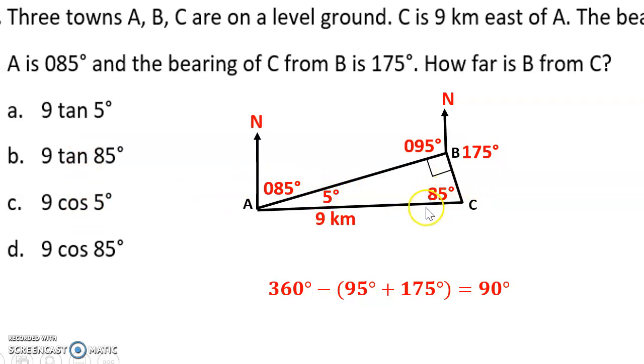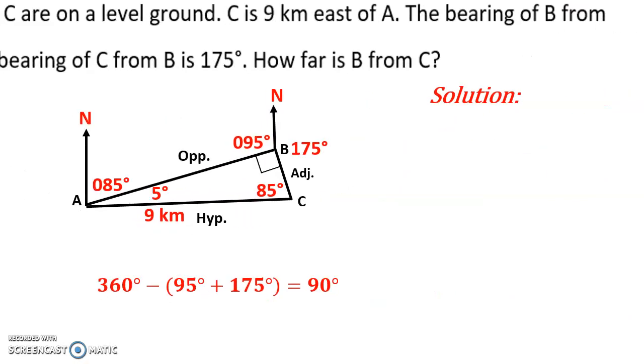Looking at the 85, if we use 85, this side here would be the opposite, the side over here would be the adjacent, and the side down here would remain the hypotenuse. Now, if we look at the side that we're trying to find, which is BC, and we have the hypotenuse, we can definitely use cos, adjacent over hypotenuse, because we know the hypotenuse and we're trying to find the adjacent. So let's go with the solution.